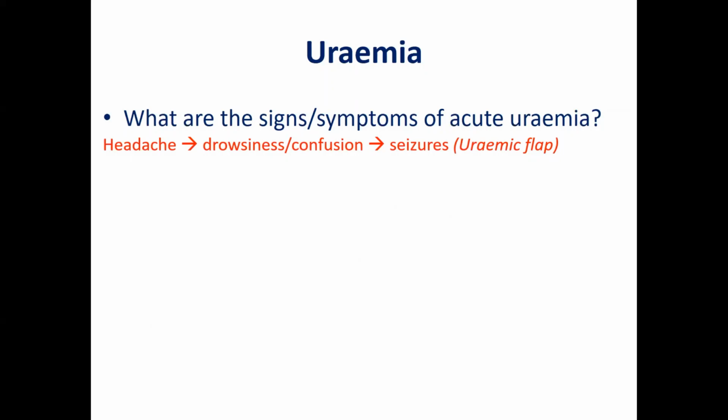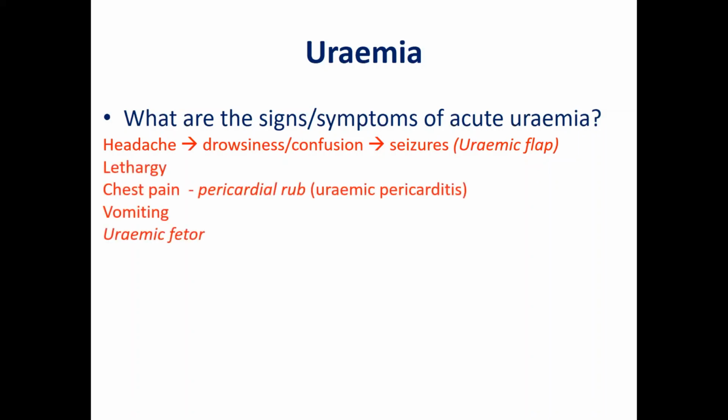The thing that you look for, which is the sign for this, is the uremic flap. That tends to appear somewhere between the headache and the drowsiness and confusion stage, about there. And so if you remember, the flap is you get them to put their hands up as if they were leaning against a wall, and you see the distinctive twitching of the fingers.